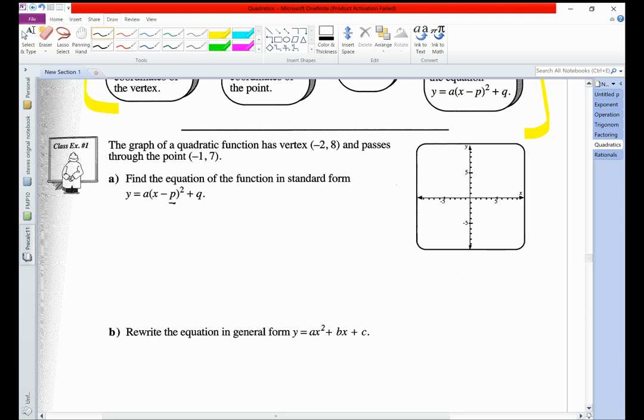So we know the p-value and the q-value. That comes from our vertex, right? We know that our vertex is (p, q). So we can plug those in. So our equation is y.